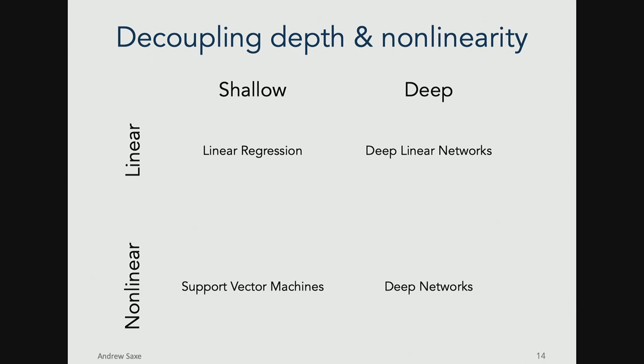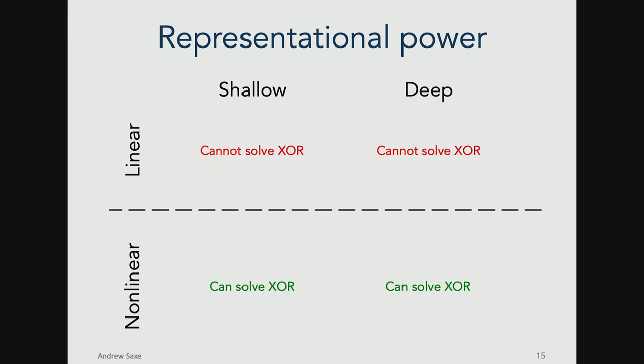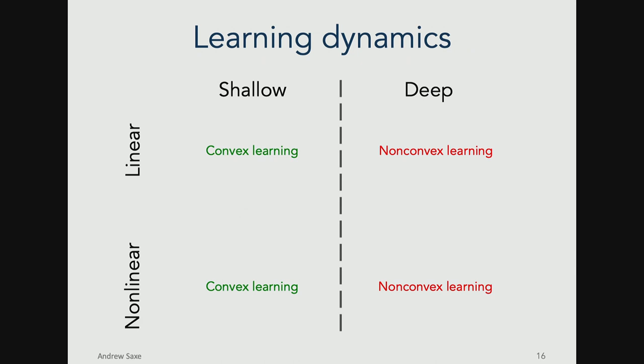And what I think is interesting is questions of representational power seem to separate based on nonlinearity or linearity, right? So the linear models cannot solve simple problems like XOR, but all of the nonlinear methods can, even the shallow ones. Whereas the learning complexity appears to separate along the shallow versus deep distinction. You have convex problems in the shallow cases, even for the nonlinear problems, and you have non-convex for the deep.